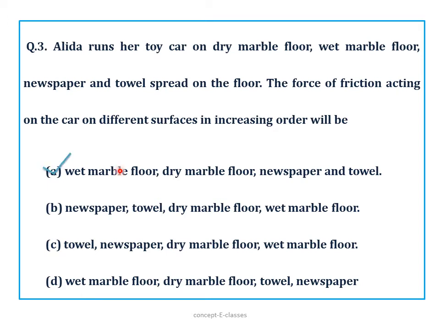Obviously the wet marble floor will come first, because we know that friction is caused by the irregularities on the surfaces, and if the surface is smooth, there would be less irregularities. So in the wet marble floor, the irregularities are less, hence the friction is less. Then comes dry marble floor. It will offer a little more friction. Newspaper, even though it's smooth, it gives much more friction than dry marble floor. And finally towel. In towel we can see that there are many irregularities, hence the frictional force would be largest in the towel.